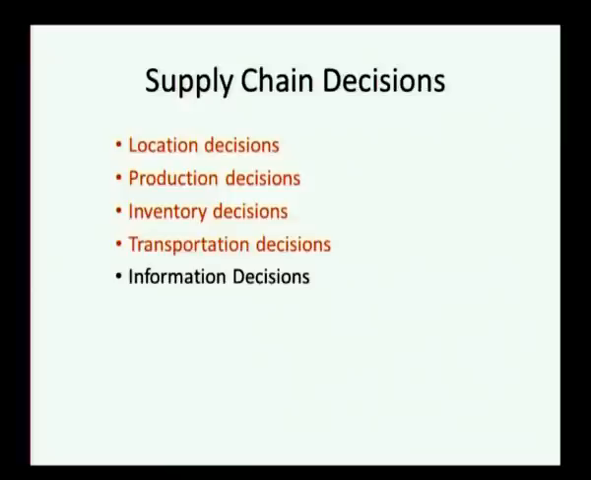We just go back to one of the slides that we have seen earlier, which talks about the major supply chain decisions, of which I have indicated five: location decisions, production decisions, inventory decisions, transportation decisions and information decisions. Now, we go back and see how much of these we have covered in the course and what are the things that are remaining to be done in this course.